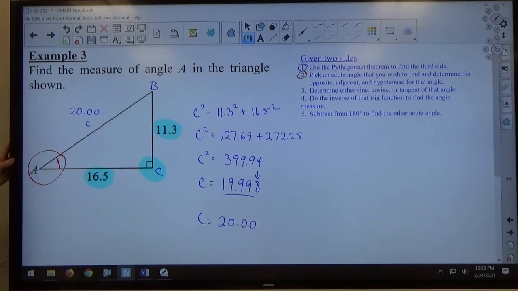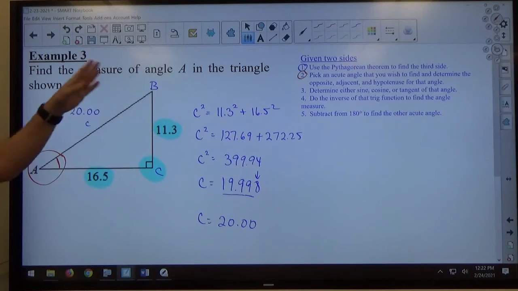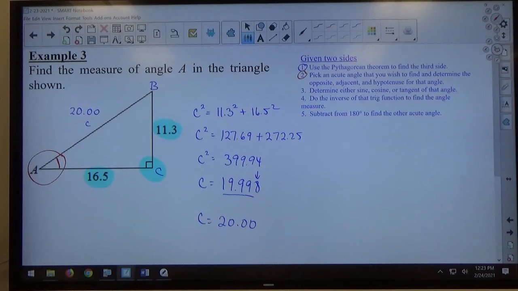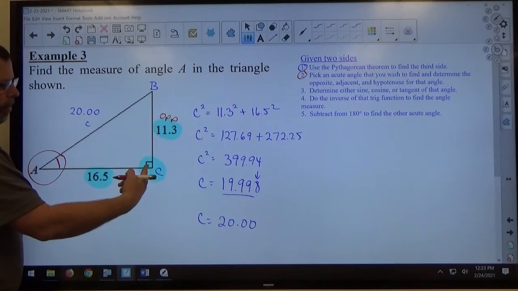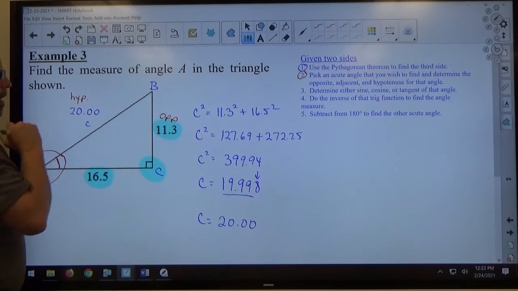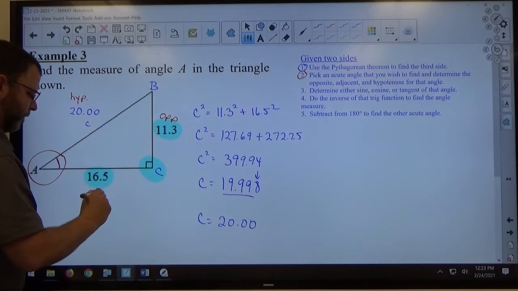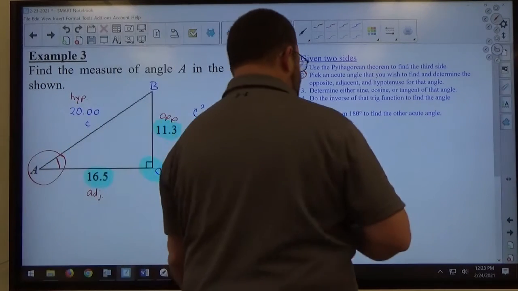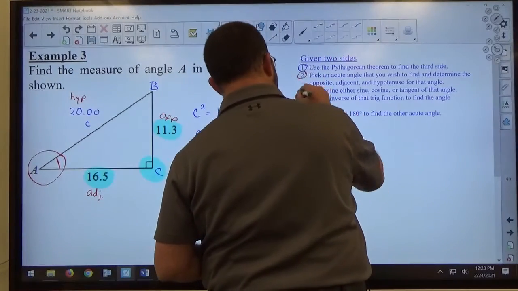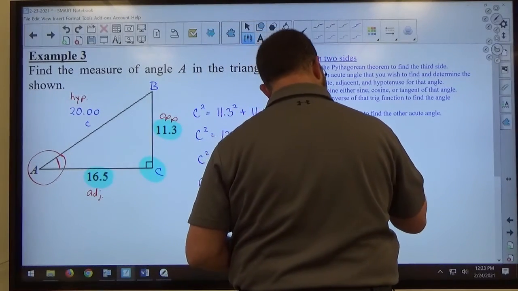And then for that acute angle, I want to identify the opposite, the adjacent, hypotenuse. I could have just as easily picked angle B, opposite adjacent hypotenuse. So whichever angle you pick, you got to pick the opposite adjacent hypotenuse for that angle. So I'm picking A. So opposite side, go across the triangle to get opposite. Go from the right angle across the triangle to get the hypotenuse. And then the third side is the adjacent side. Right? Now, it says determine either sine, cosine, or tangent of that angle. Now, let me just give you this little hint on this one.